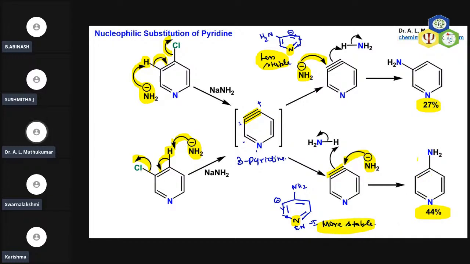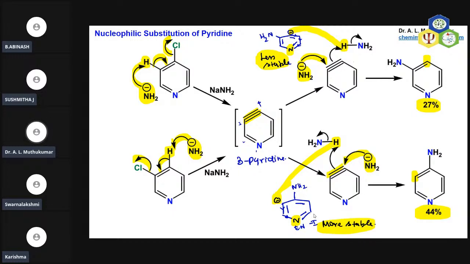Now, what is happening in the final step? Once the anion is formed, this anion will take this acidic hydrogen from ammonia, and as a result this position is protonated. And here also, this anion is formed, and it will react with this hydrogen atom of ammonia and provide the corresponding protonated product. So in 3-chloropyridine and 4-chloropyridine, if you treat both molecules separately with sodamide, it will lead to the formation of 4-aminopyridine as a major product and 3-aminopyridine as a minor product.